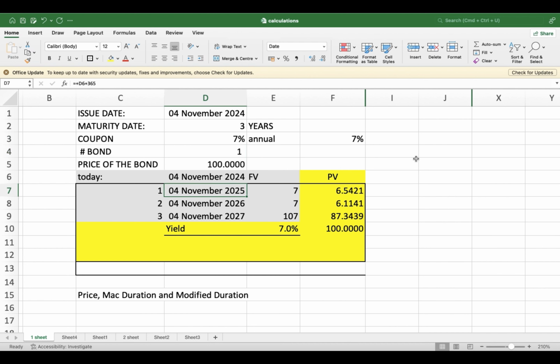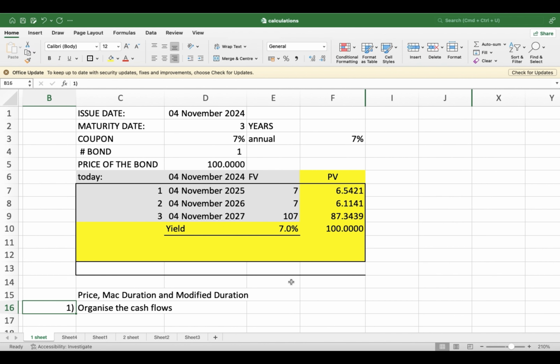In 1 year's time, that is on 4th November 2025, we will receive 7 rupees. We will receive 7 rupees on 4th November 2026, and the bond matures on 4th November 2027, that is 100 plus 7 rupees, 107 rupees. So this is how the cash flows. First and foremost is to organize the cash flows. This is a very important step.